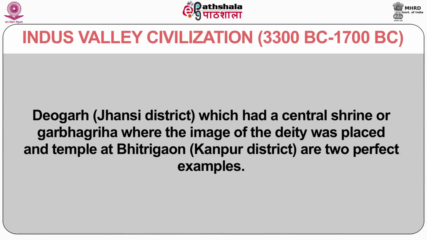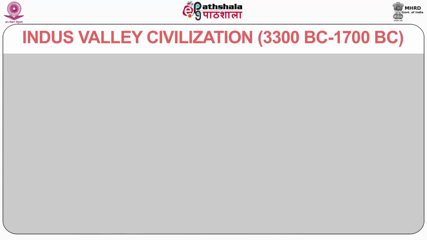Deogarh, which is in Jhansi district, which had a central shrine or Garbhagriha where the image of the deity was placed, and the temple at Bhitri Gaon in the Kanpur district are two perfect examples. Let us now discuss the various forms of the temples.